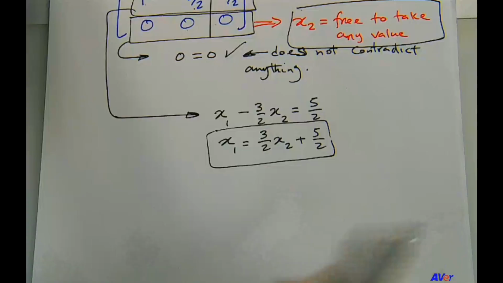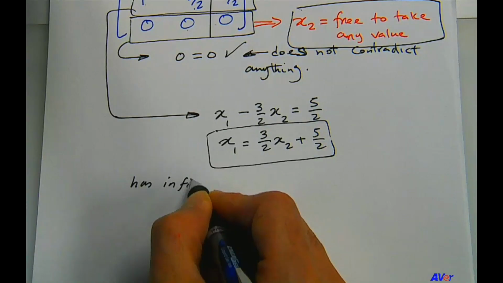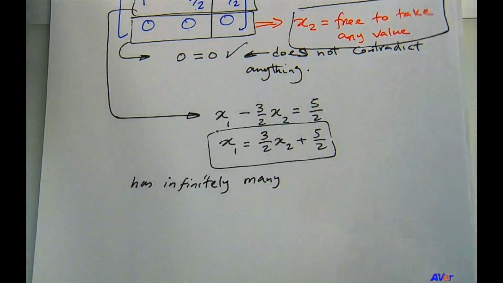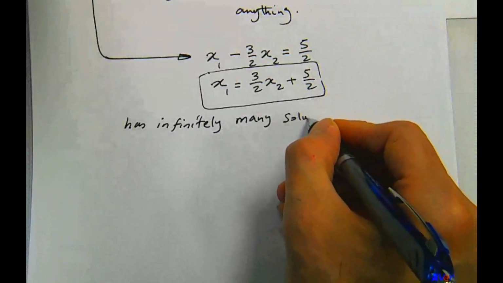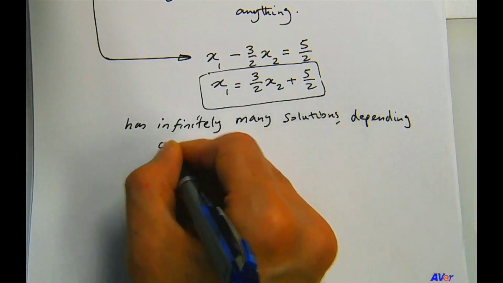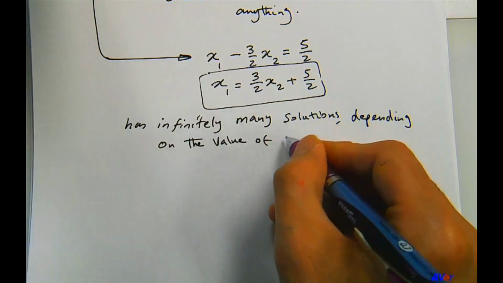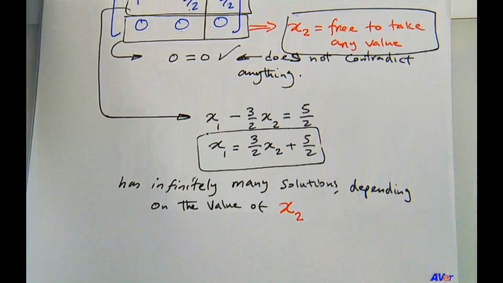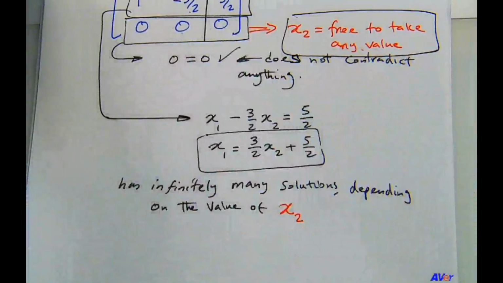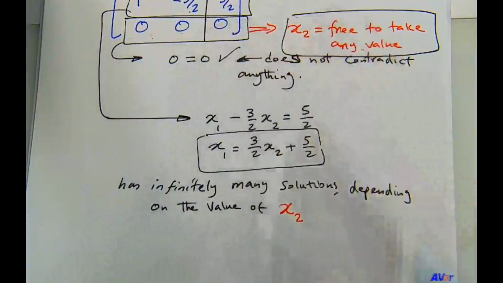So once again, this system, this special case, has infinitely many solutions. I'll move this up a little bit. Depending on the value of x2, right? Because it's x2 that is free to be any value. From the bottom equation, we interpret that. That's the interpretation of that statement. So x2 can be anything.